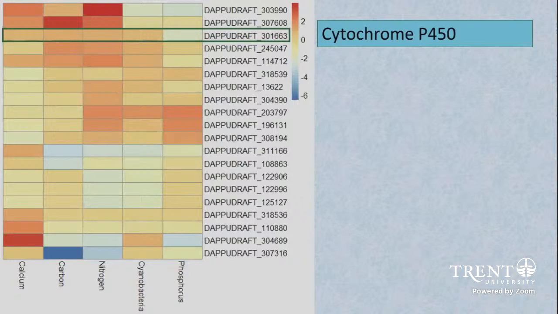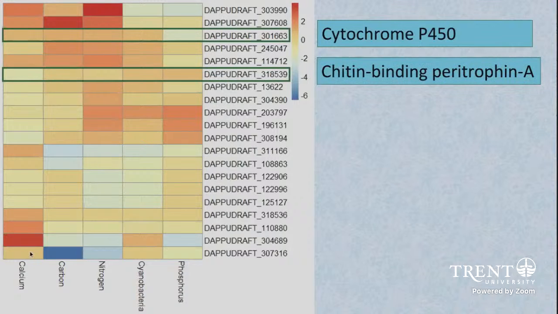Next, we've got the chitin binding peritrophin A, which, as you can see, is downregulated with calcium. Chitin is involved in forming extracellular structures, primarily in the exoskeleton and midgut matrix.